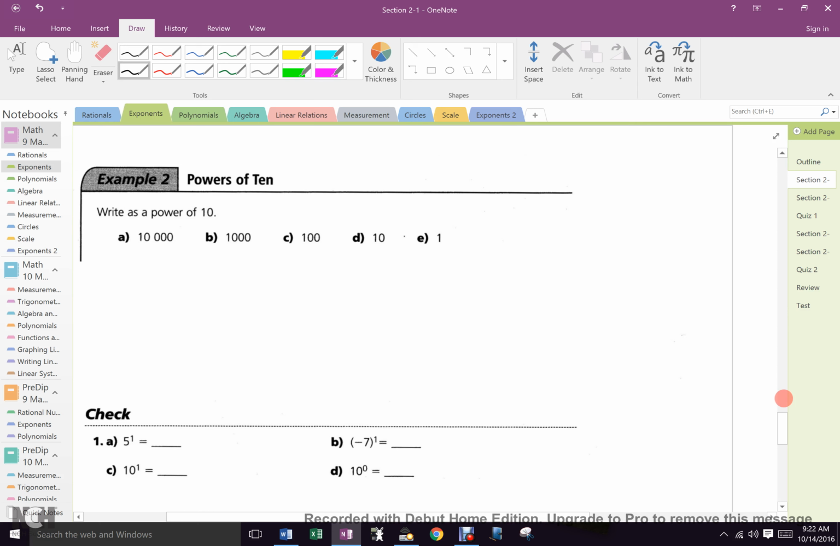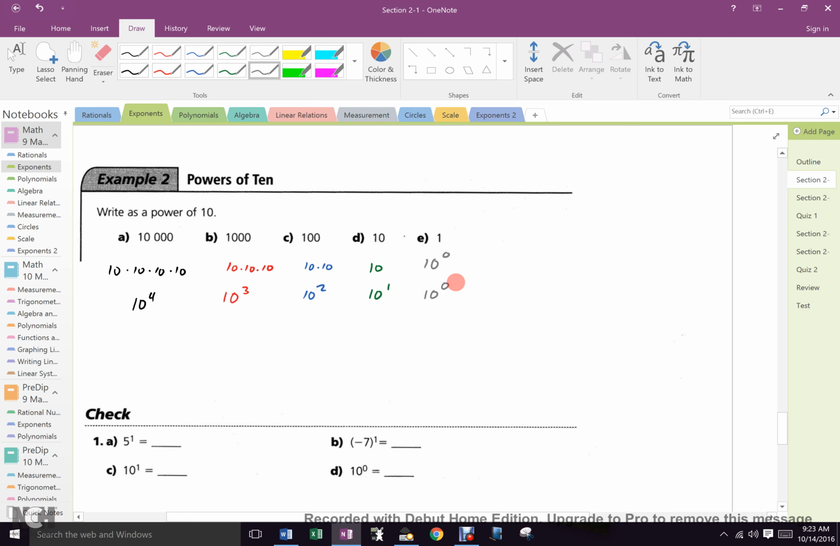Powers of 10. This is super easy. 10,000, we know already, is 10 times 10 times 10 times 10, yes? So what's that as an exponent? 10 to the 4. 1,000, we know, is 10 times 10 times 10, yes? So what is that? 10 to the 3. What's 100? 10 times 10. 10 squared. What's 10? 10 to the 1. What's 1? 10 to the 0.